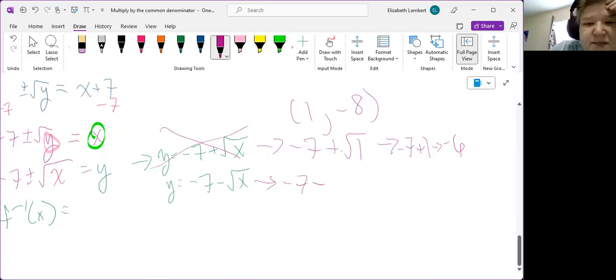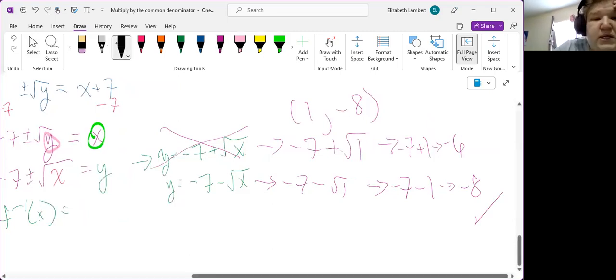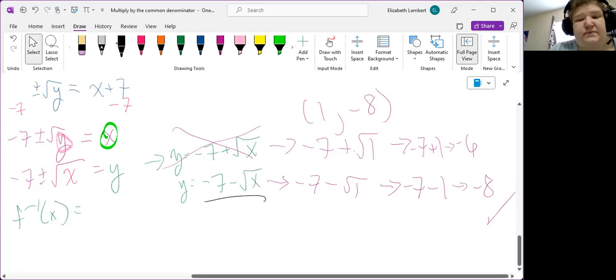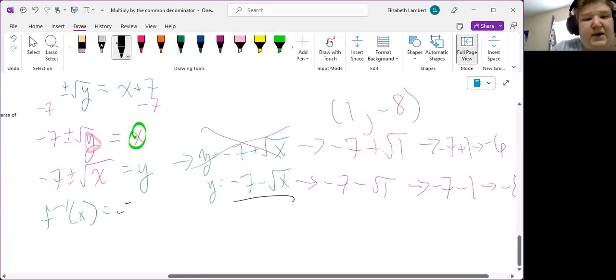So just to be consistent and be sure, plug in the 1. And that's negative 7 minus 1, which maps to the negative 8 that we wanted. So now our inverse function is this one: negative 7 minus the square root of x.